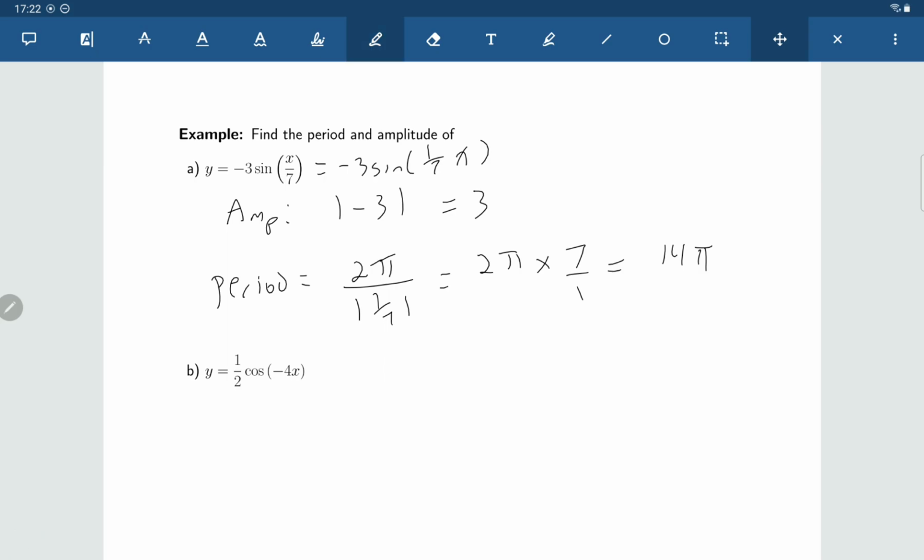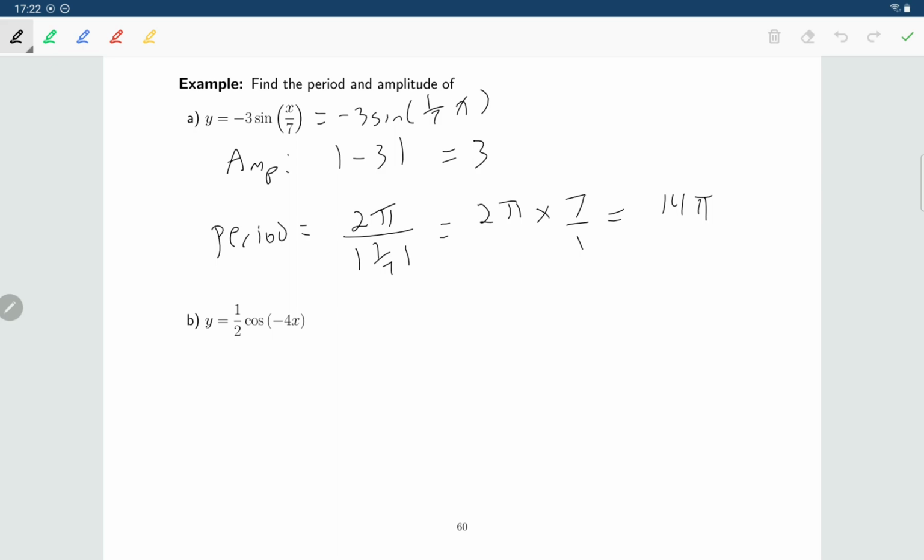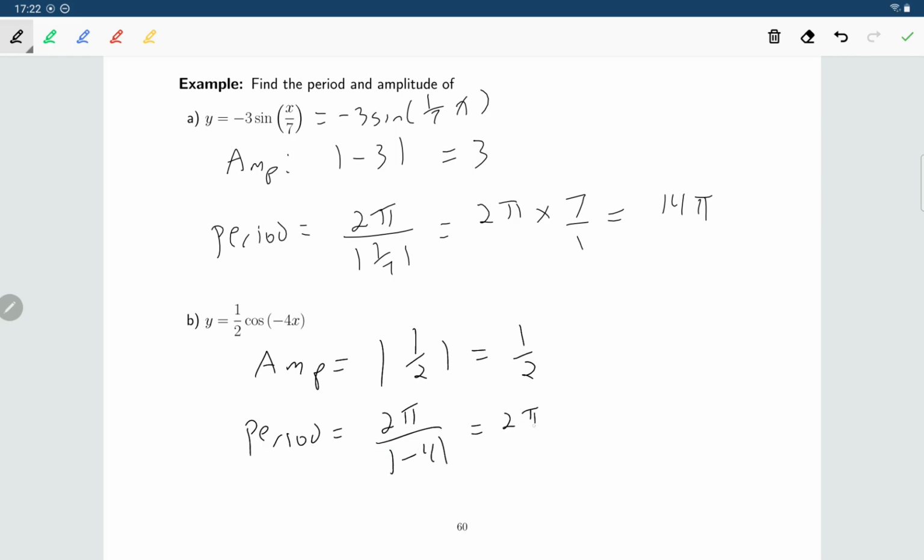Let's do another one here. We've got y is equal to half cosine of negative 4x. And you can say that the amplitude then should be the absolute value of a half, which is a half. And that our period should be 2 pi divided by the absolute value of negative 4, or 2 pi over 4, or pi over 2. So this cosine function repeats itself every pi over 2, every 90 degrees. So it's actually 4 times narrower. It's compressed in by a factor of 4.